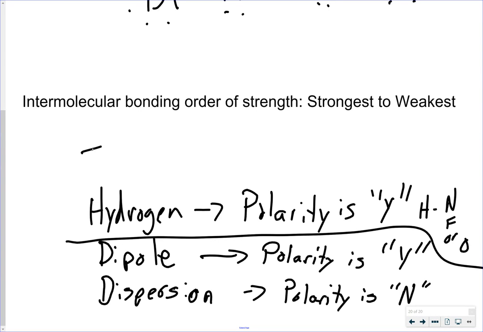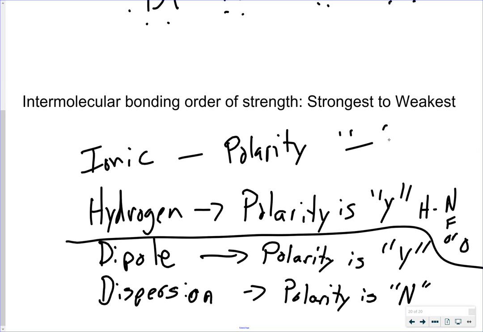And the top one is ionic. Now, why does ionic have a polarity of a dash? Why is it the strongest? Because they're full-on ions. You're getting a full negative and a positive interacting. Okay, it's very, very strong.